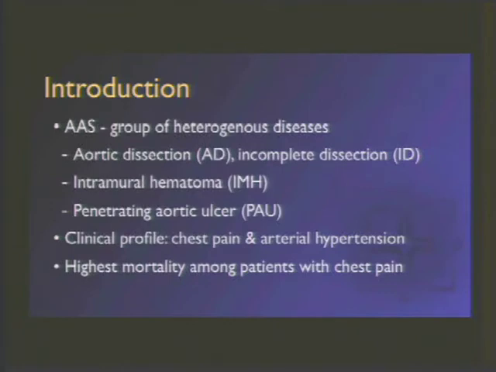It's a group of heterogeneous diseases, and basically it consists of aortic dissection, incomplete dissection, which I'm going to talk about at the end of my talk, which is sort of a new concept, although it's not that new, intramural hematoma and penetrating aortic ulcer. All these diseases share a common clinical profile of chest pain and severe arterial hypertension. You and I know that among patients with chest pain, acute aortic syndrome has the highest mortality. Although the prevalence is larger with acute coronary syndrome, the mortality seems to be higher with this group of diseases.